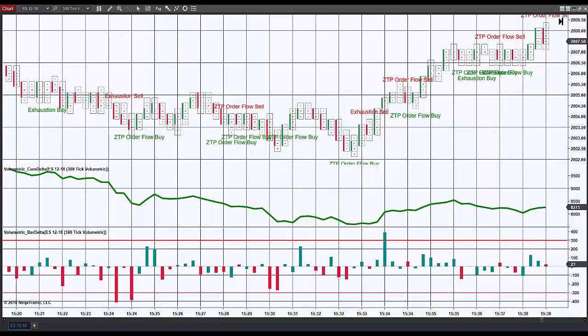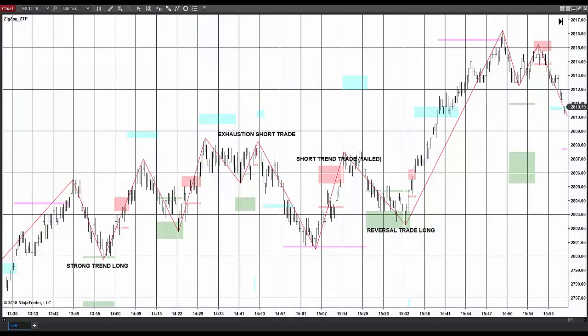And then we again see the absorption in the cumulative delta at the low, with very light selling for the 3 minutes preceding the trade, followed by a very high delta kicking off that trade, but after we've already gotten into it. And we see that we did have a ZTP order flow buy signal here. And all in all, that was a pretty good day, and very glad to see some of the liquidity returning to the market and some of the craziness going away.